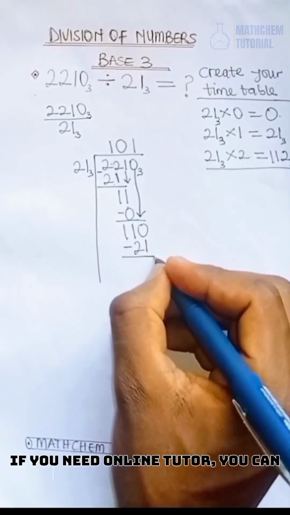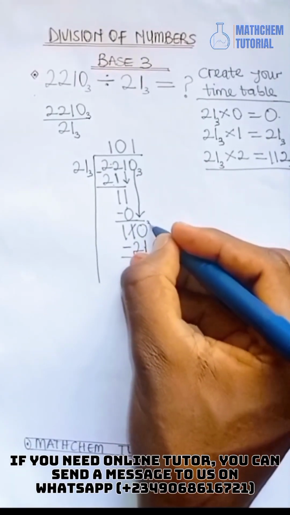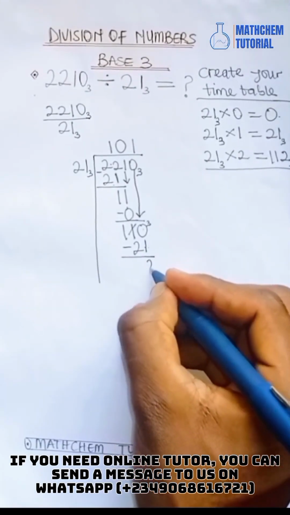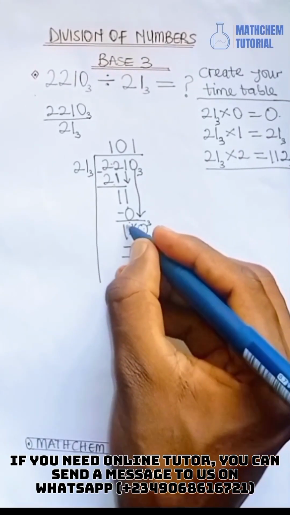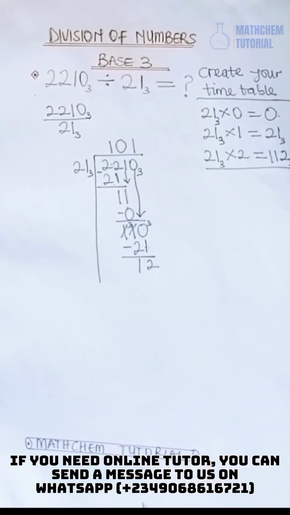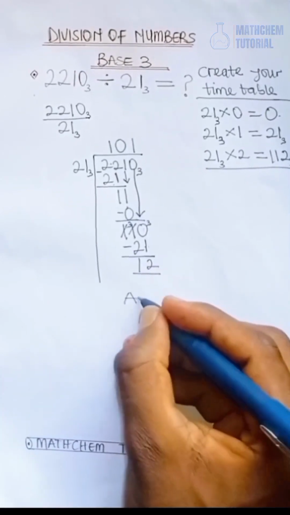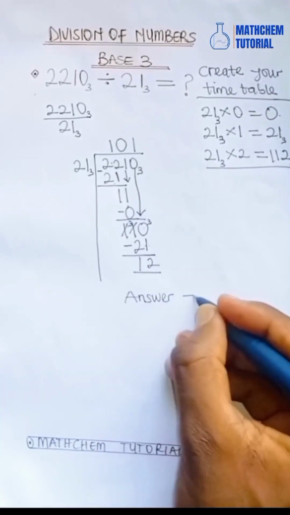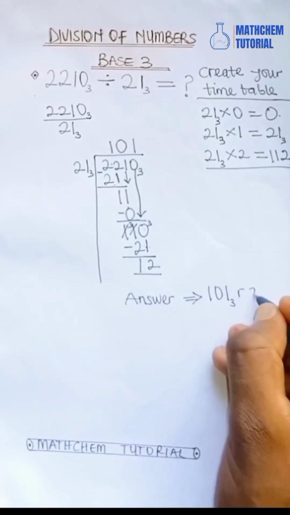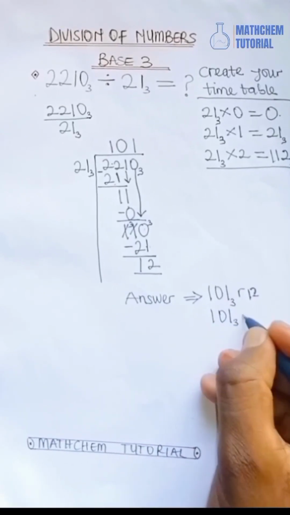Now we can subtract. Don't forget, while subtracting you need to subtract in base 3. Looking at that, it will be 3 minus 1, and that is 2. So we are left with 0 in that particular place. Then if you carry 3, that gives us 3 minus 2, which is 1. So now we have 12. If you check the table, there is nothing like 12 again, so that will be our remainder. The answer is going to be 101 base 3, remainder 12.